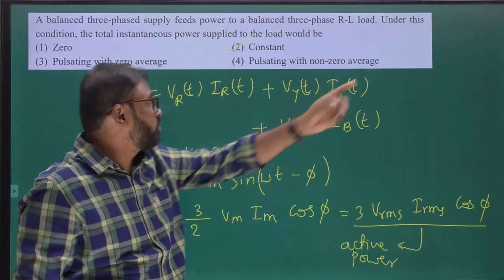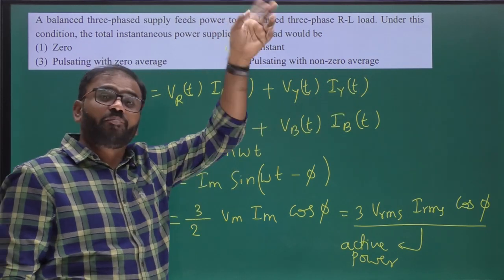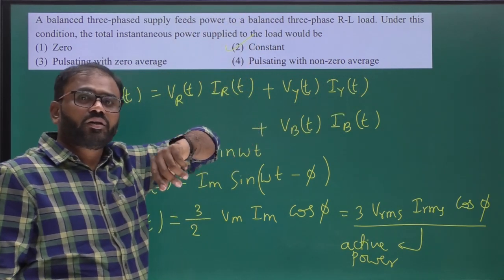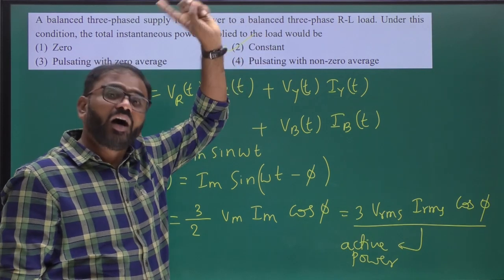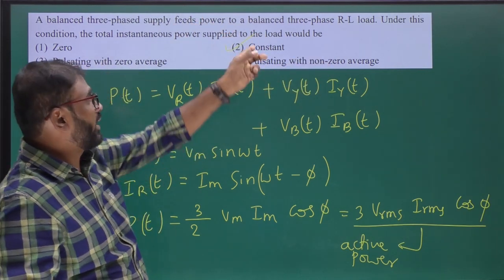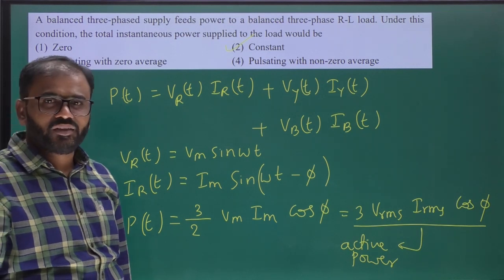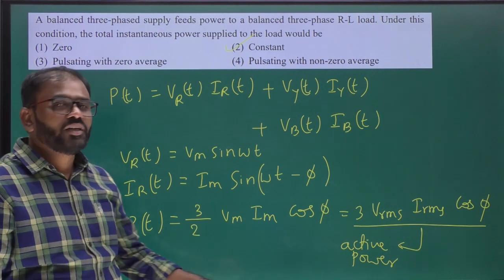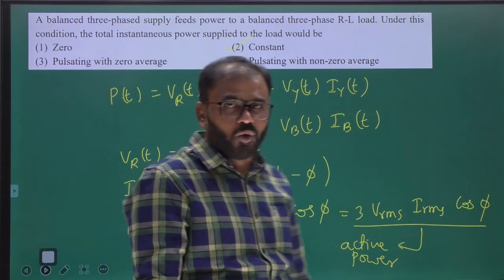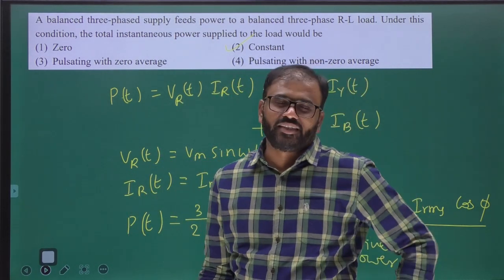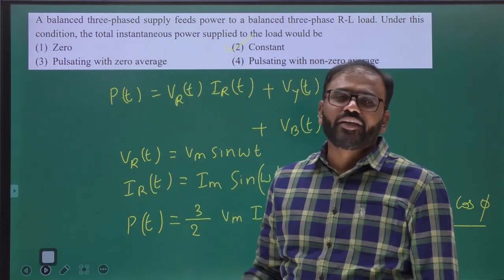If it is a purely resistive load, the answer is constant. If it is a purely RC load, the answer is what again? Constant. Clear? So the instantaneous power drawn by a three-phase RL load is always constant. It is not pulsating in nature.